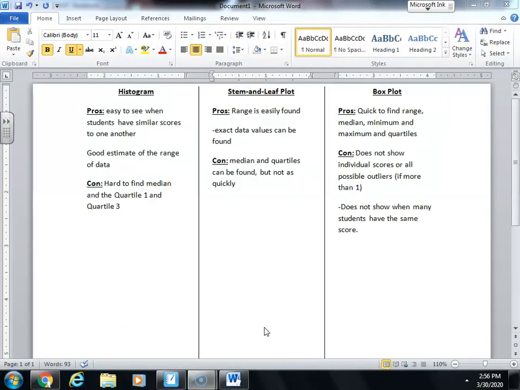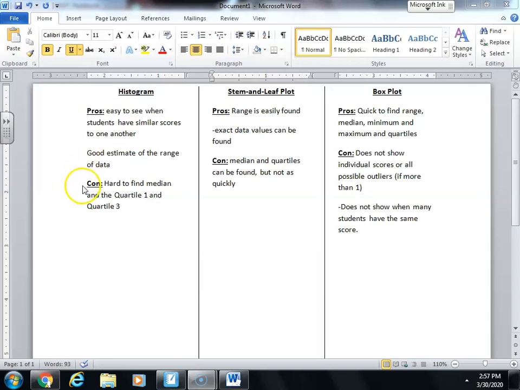Alright, so if we were in class today, we would be sharing the advantages and disadvantages that you came up with on your own. Here were some of the common pros and cons for each of these 3 types. You can add to your own list. So histogram, advantages or pros: it's easy to see when students have similar scores to one another, because we lump them into different bin sizes. It's also a good estimate of the range of data, meaning the minimums and the maximums of the values. Even though we can't determine the exact values, we know about how far apart they are.